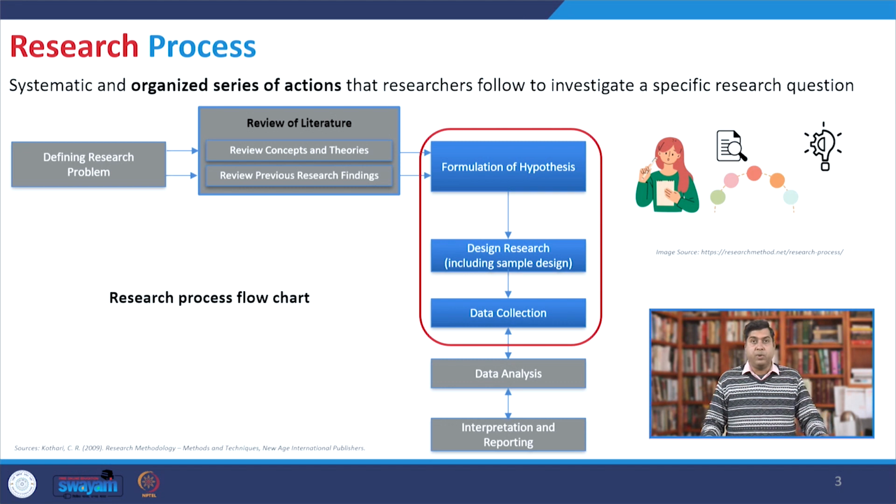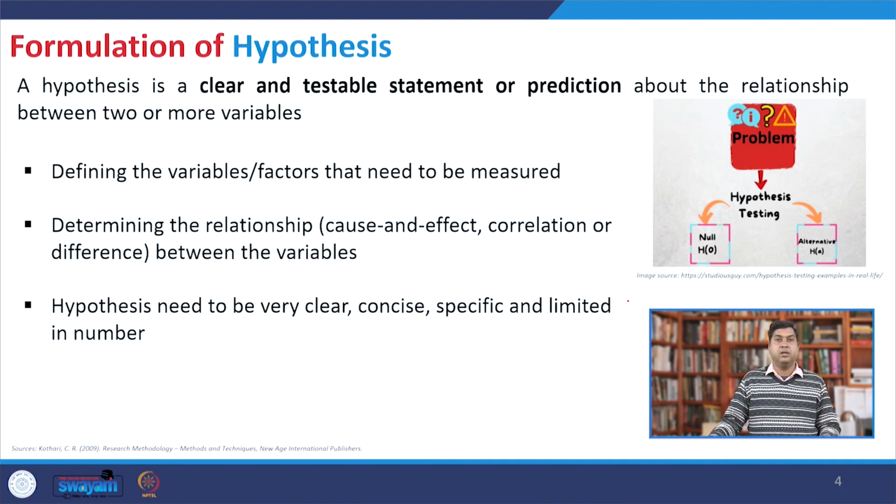So, this is the overall process that we already discussed in part 1 of this research process. Here we will mainly focus on components 3, 4 and 5. So, the first step is the formulation of hypothesis.